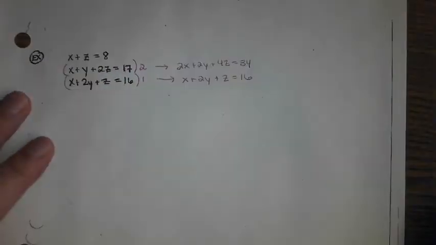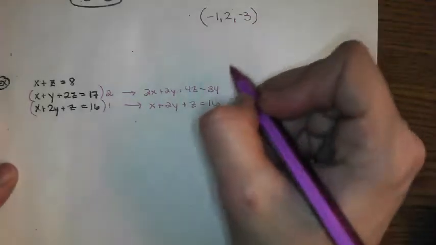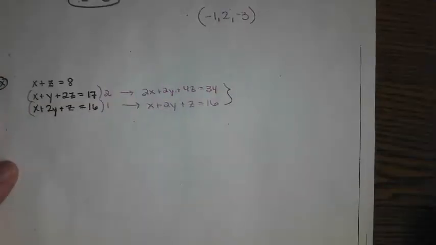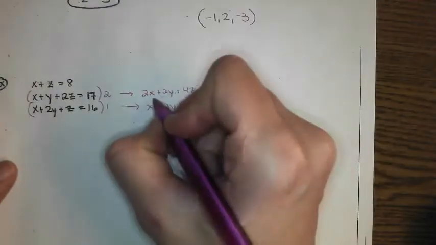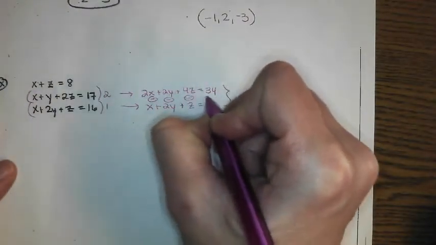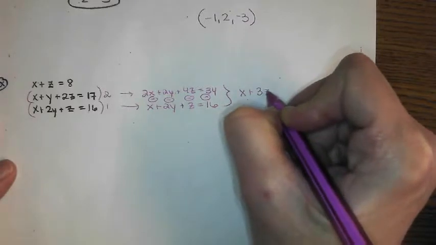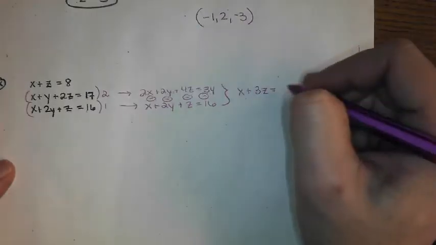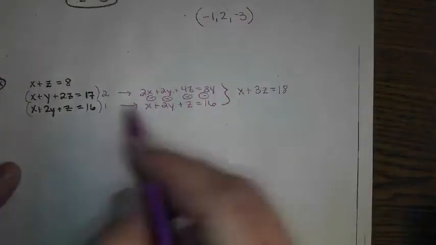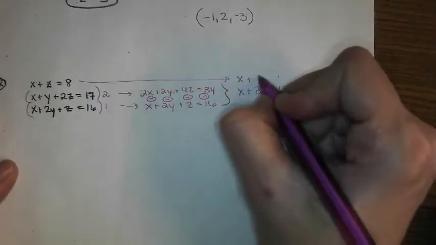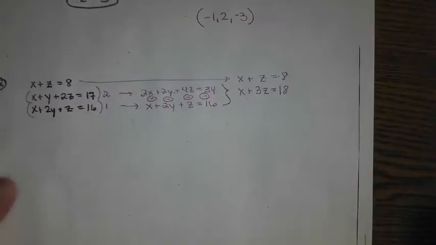Second one's unchanged. Add or subtract. Same sign on the 2y's, subtract. So we have x plus 3z equals 18. And then I'm just going to move this one over. X plus z equals 8.